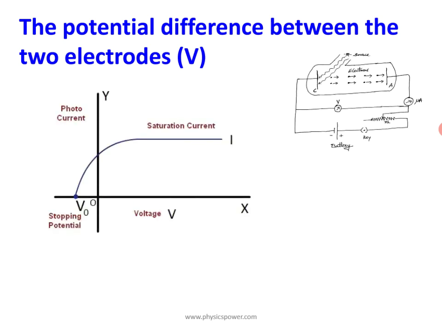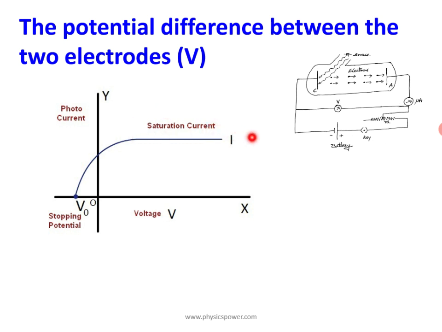Say, for example, if the potential is 0, even then you can observe some amount of current here. But if you increase the positive potential of plate A, then the current increases sharply, a little bit. Further, it will reach a maximum value, and it can't increase further. That maximum current is called the saturation current.